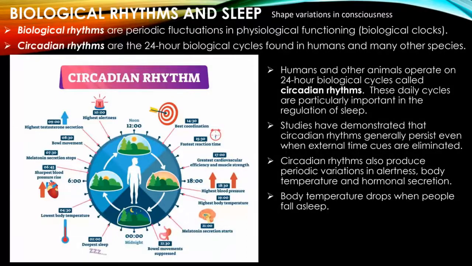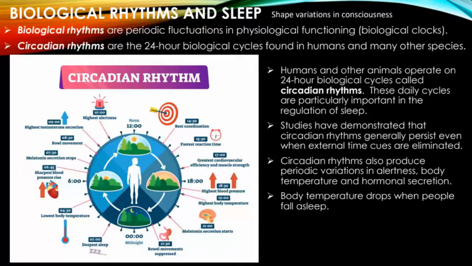Your blood pressure starts to go up at about 6 o'clock. Your body temperature starts to increase. You're starting to get towards bedtime, sleep time. The hormone melatonin starts to secrete, and you start to go to sleep and your bowel movements are suppressed. So everybody has that 24-hour biological cycle that they work on, and that's what is known as a circadian rhythm.